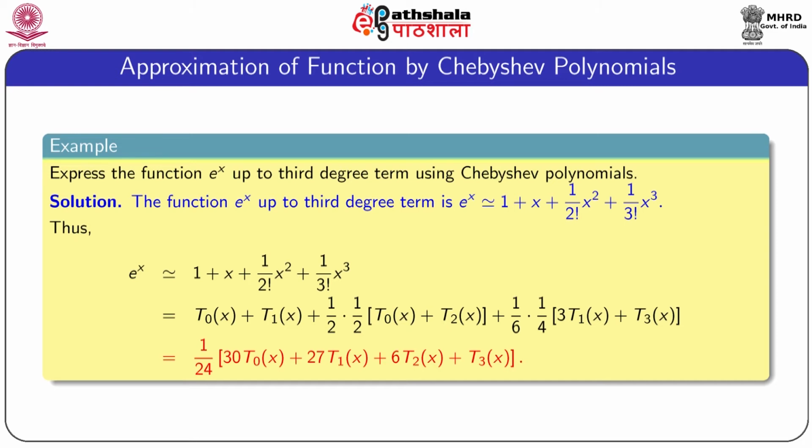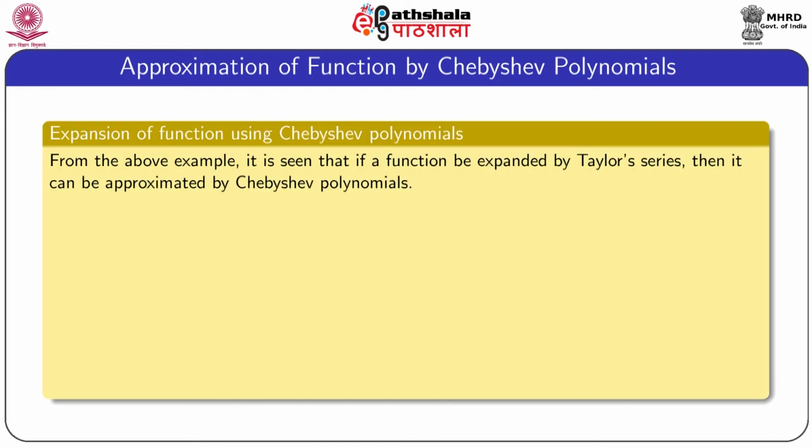So, the Taylor series approximation contains terms up to the third degree, and after approximation with the help of Chebyshev polynomials, the final expression is also a polynomial of degree 3. Now, we consider another kind of problem. From this example, we see that if a function can be expanded by the Taylor series method, then it can be approximated by Chebyshev polynomials.